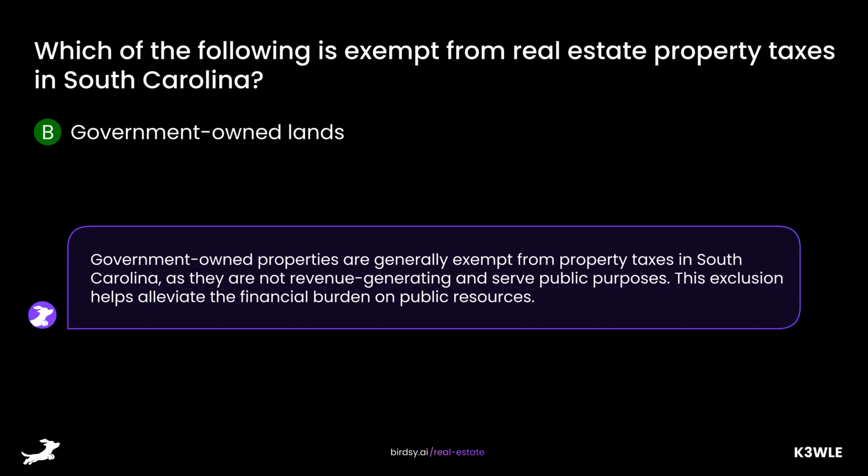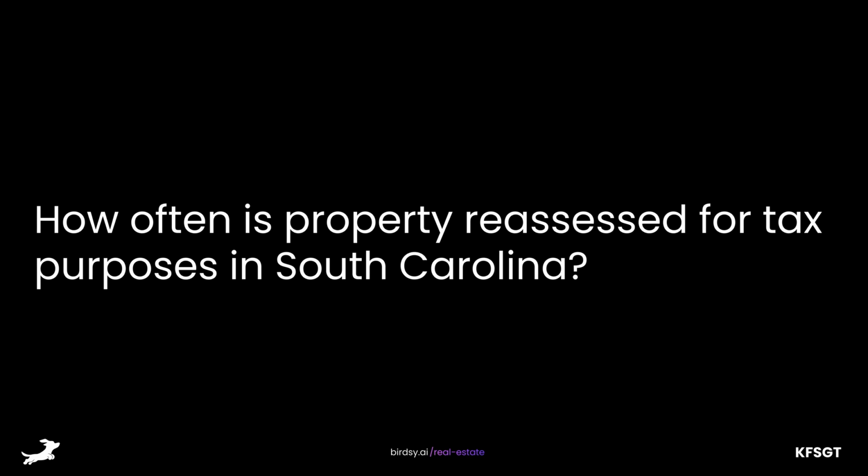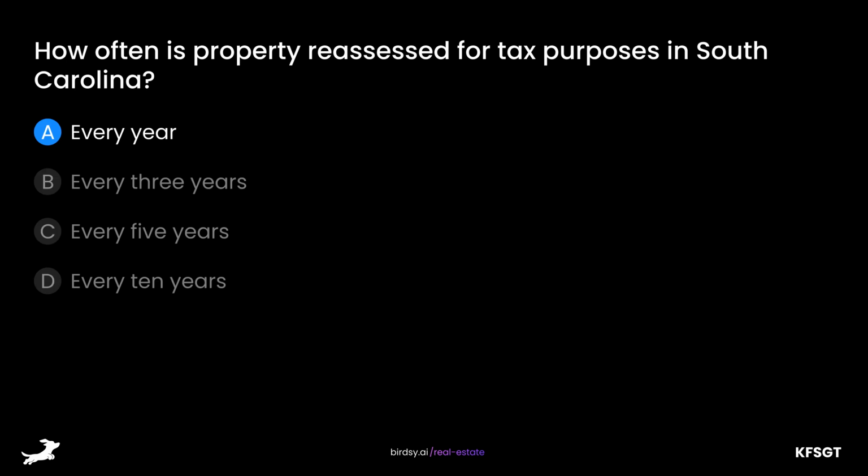Government-owned properties are generally exempt from property taxes in South Carolina, as they are not revenue-generating and serve public purposes. This exclusion helps alleviate the financial burden on public resources. How often is property reassessed for tax purposes in South Carolina? Is it A, every year? B, every 3 years?